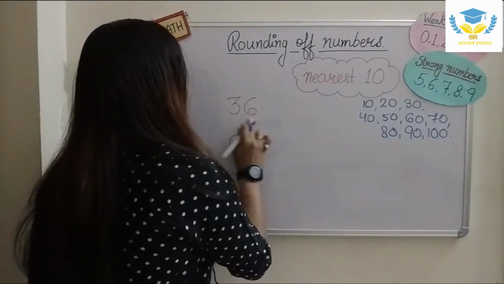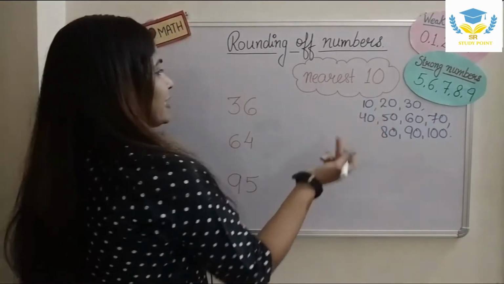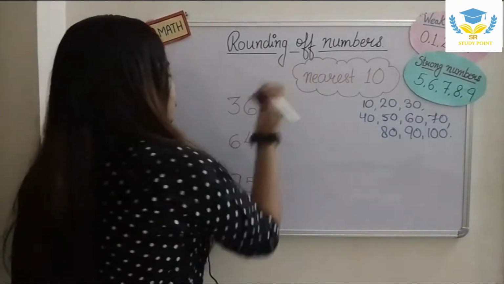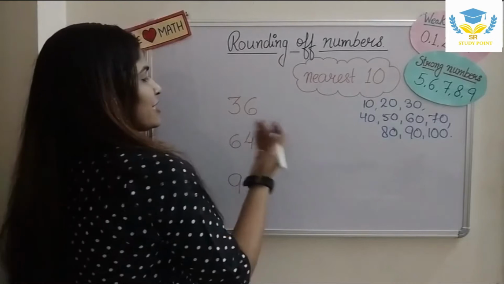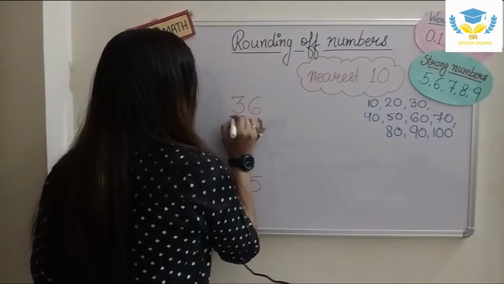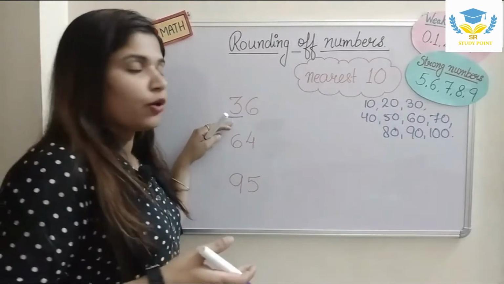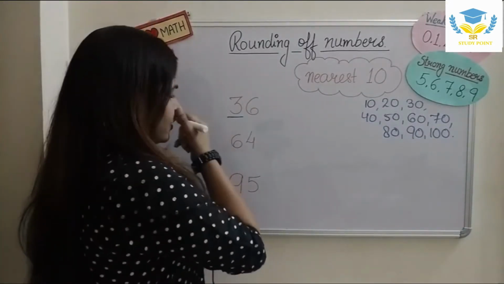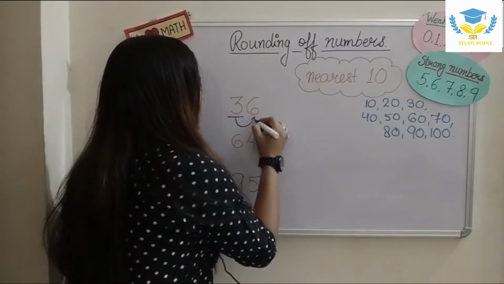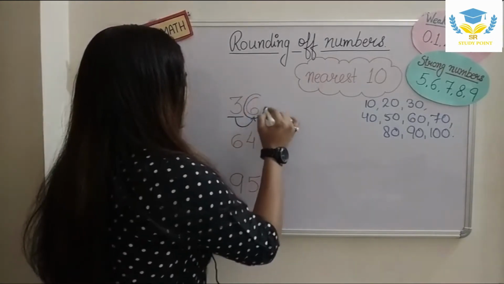I have a number, the first number is 36, and we are rounding off to the nearest 10. That means let me find out what is the value at the tens place. So we all know children, as we have done already the place value chart, it is ones and tens. So I am going to underline the number which is at the tens place. This is the number which we are going to round off. First of all, I have to take the number which is just after this number on the right side and I am going to circle this.